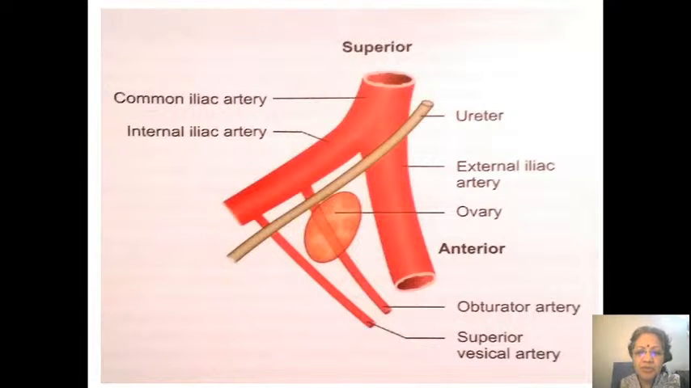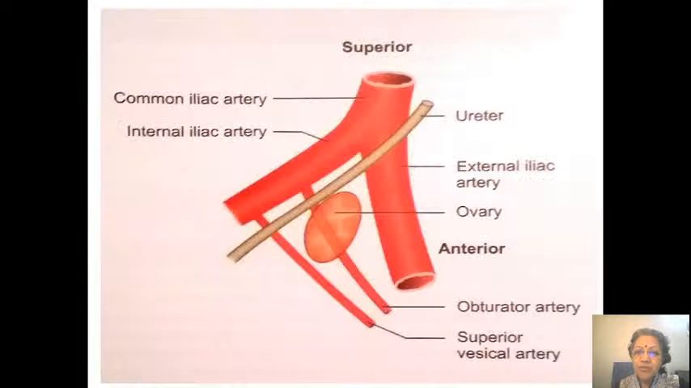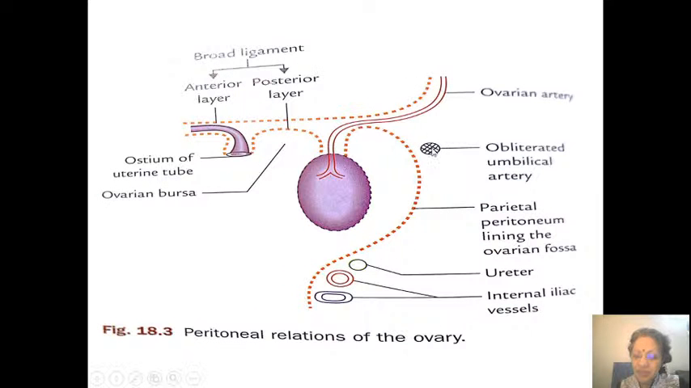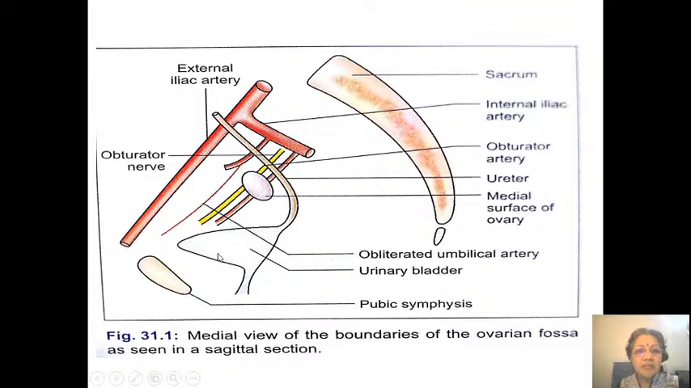That's one of the things you need to remember in terms of relations of the ovary in the ovarian fossa, laterally in the ovarian fossa. Then you have the ureter of the same side, pretty closely related to the ovarian fossa. Alright. So the boundaries of this ovarian fossa, above and front, are the obliterated umbilical artery. I showed you. This one is supposed to be above and in front. Above is the external iliac vein, behind is the ureter and the internal iliac vessels, and the lateral wall of the floor is the parietal peritoneum and the obturator nerve and vessels which pass beneath it.